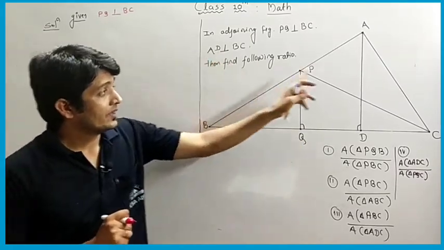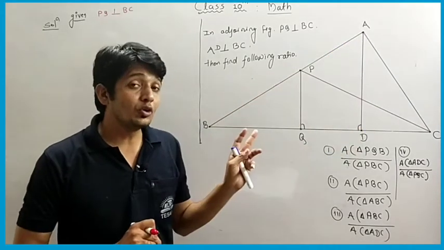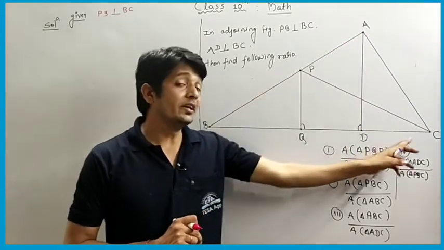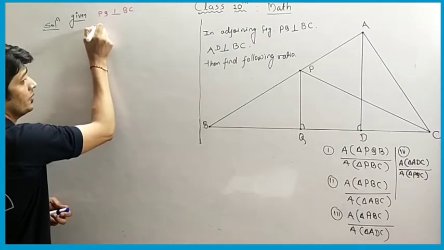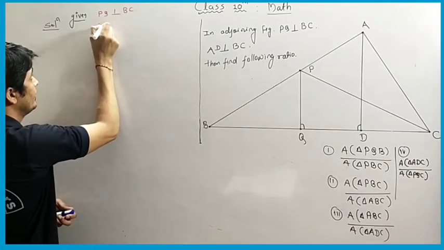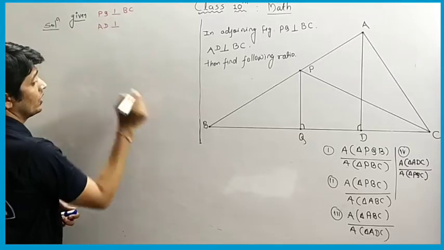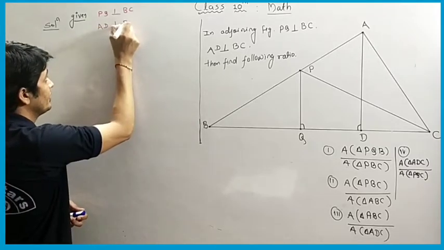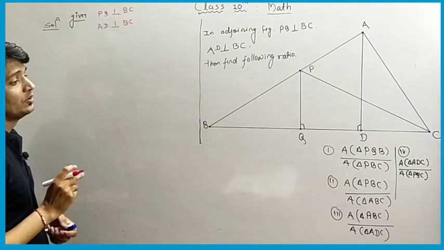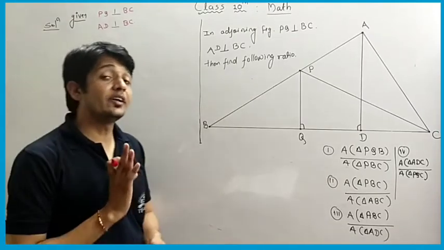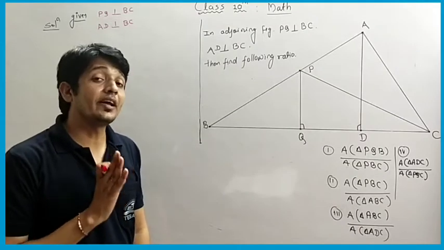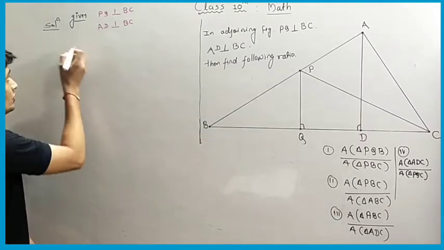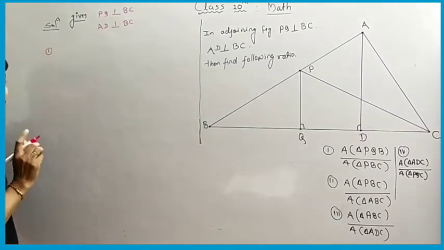And AD is also perpendicular on side BC. So again, AD is perpendicular on side BC. Okay, so we have to find the ratios of these given triangles on the basis of their area. So first we are going to solve.